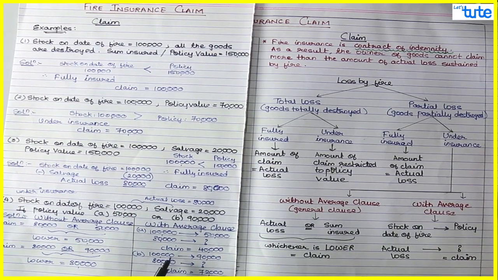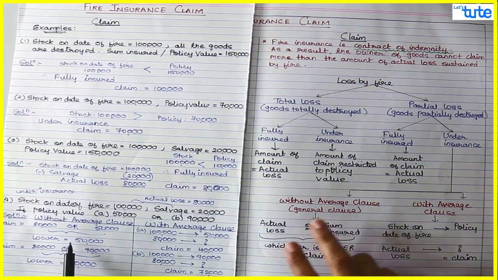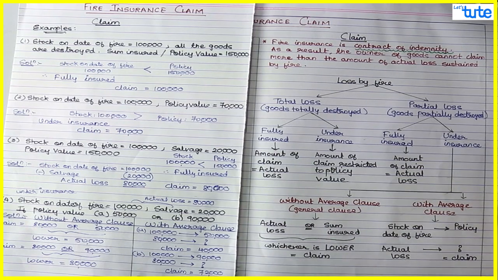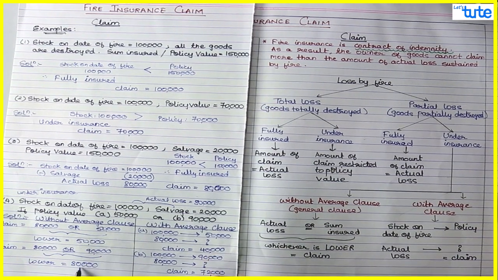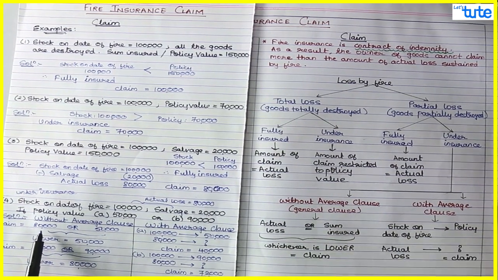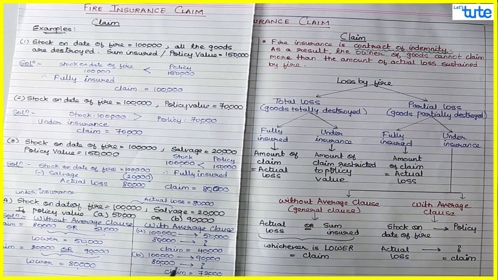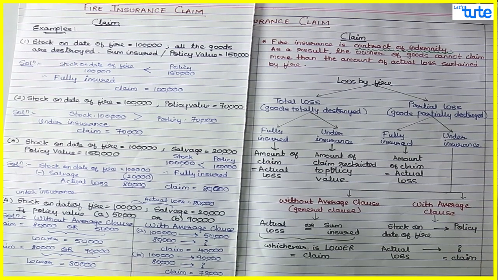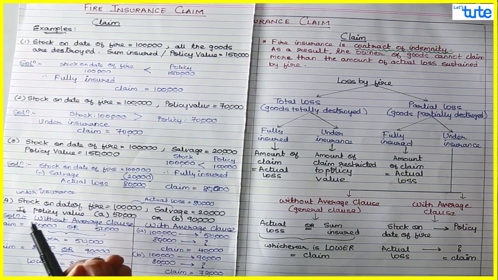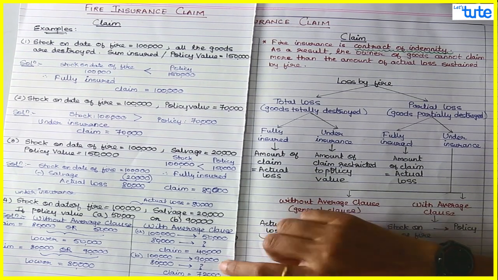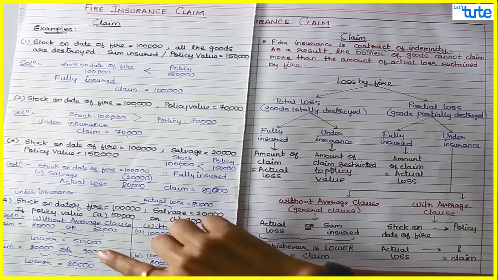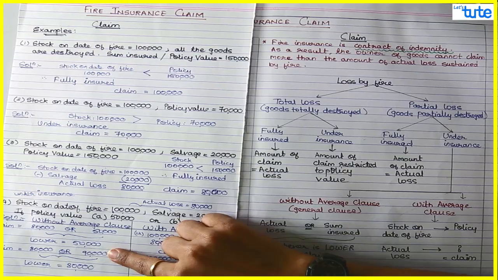So if there is an average clause or if there is no average clause, which we also term as general clause, your claim amount differs. If there is no average clause, you just compare your loss amount with the sum insured amount and take the lower amount, and over here we see the proportionate basis. So you'll have to check the sums. If they specify the average clause, you have to go with the average clause. If they don't specify the average clause, then you'll have to go with this general policy.